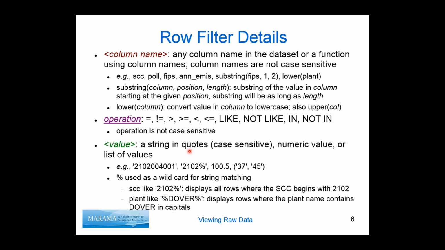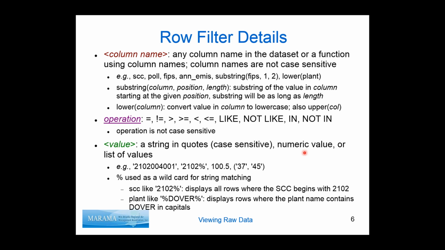So the types of values that we can have: a string in quotes, and it can be single quotes or double quotes. I tend to use single quotes just for consistency. I do want to mention that strings are case sensitive. So if your plant names are all in capital letters, your string would need to be in capital letters, unless you do something with the lowercase function to convert the plant names to lowercase before you do your comparison.